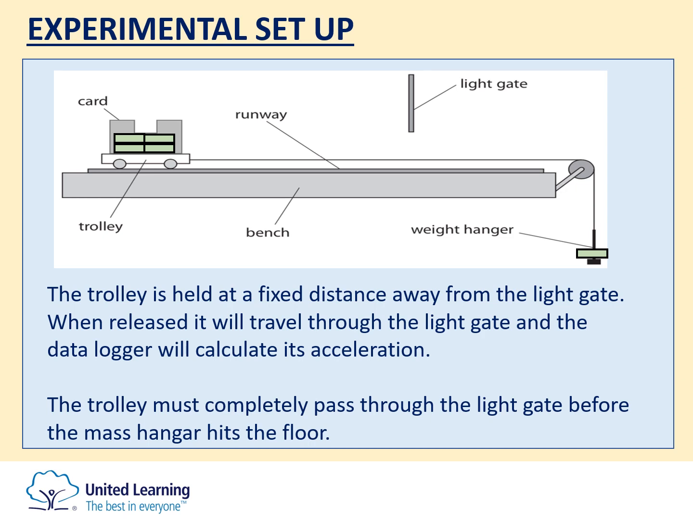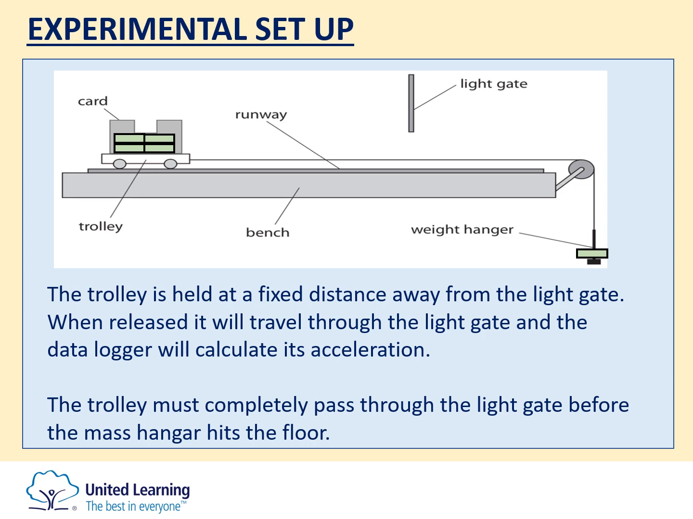The second thing that has to happen, and this is something to check in the setup, is that the trolley must pass through the light gate before the weight hanger hits the floor. Because the moment it hits the floor, it's no longer providing an accelerating force. So you may need to adjust the apparatus to ensure that that happens.